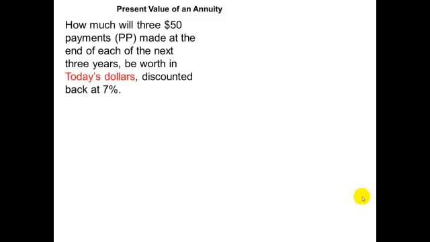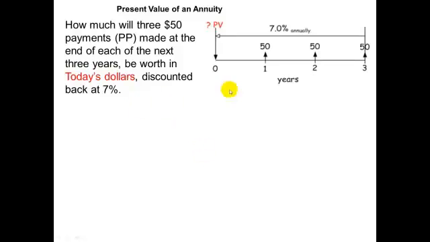The fourth type of cash flow is called the present value of an annuity. Here is our example. How much will 3 $50 payments made at the end of each of the next 3 years be worth in today's dollars, discounted at 7% interest? All right, here's a picture.